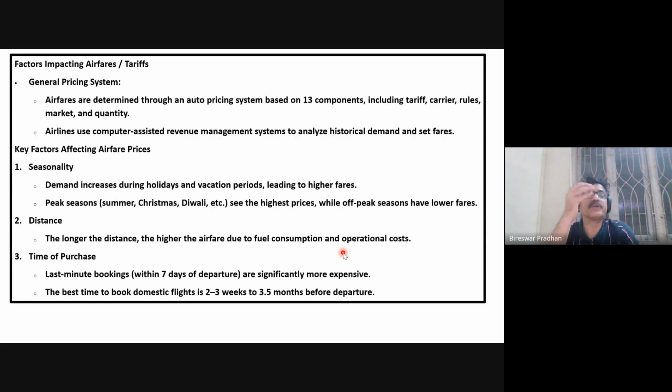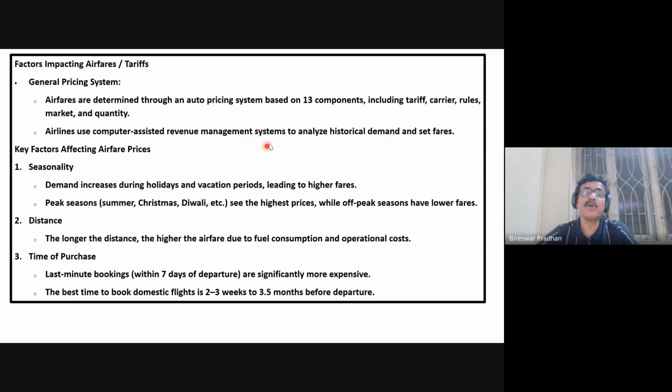Now we are coming to the factors impacting airline airfares and tariffs. General pricing policy: airfares are determined through an auto pricing system based on 13 components, including the tariff, carrier, rules, market and quantity. If the quantity is more, then the fare is less for that. Airlines use a computer-assisted revenue management system to analyze historical demand and set fares.